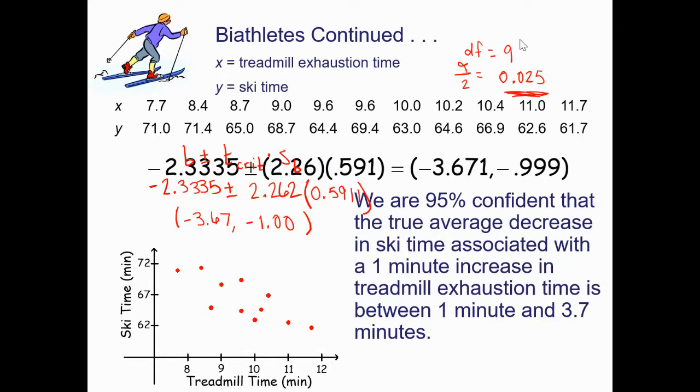Okay, so we're 95% confident that the true average decrease in ski time associated with a 1 minute increase in treadmill exhaustion time is between 1 minute and 3.7 minutes. Now, these are positive here because I've already said it's an average decrease. So that's why I didn't have to put negatives. I've already said we're decreasing. If we decrease a negative amount, doesn't mean we're increasing.